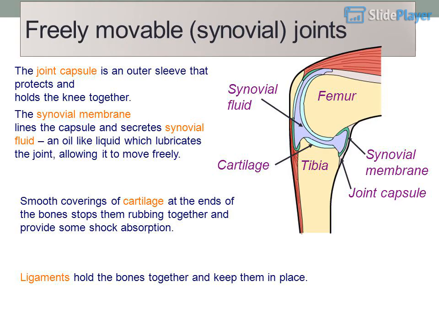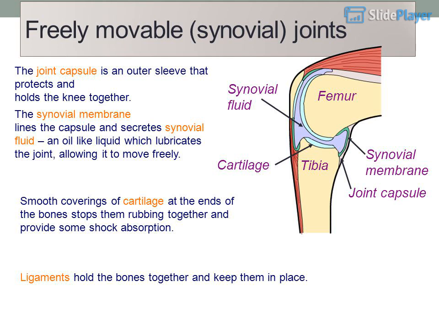Freely movable, synovial, joints. The joint capsule is an outer sleeve that protects and holds the knee together. The synovial membrane lines the capsule and secretes synovial fluid, an oil-like liquid which lubricates the joint, allowing it to move freely. Synovial fluid. Femur. Synovial membrane. Cartilage. Tibia. Joint capsule.